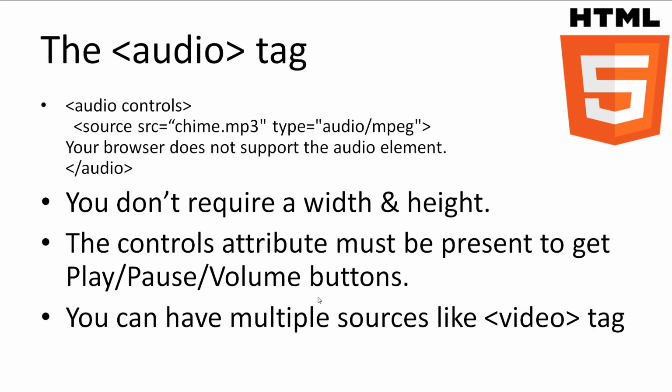Next, we have the audio tag. And truth be told, the audio tag is almost identical to the video tag. However, we don't have to set a width and height. The main difference we will face is when setting up the source tag inside the audio tags. When we set the type of source, we must make it an audio format. In the example, we have an audio clip called chime.mp3, which is of the MPEG format. It has play, pause, and volume controls enabled.